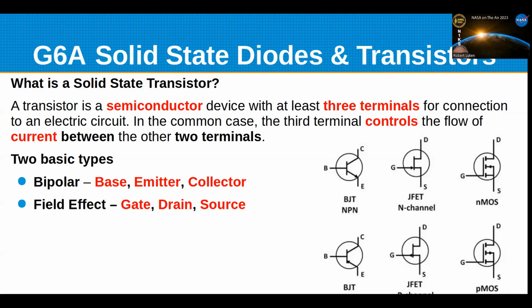And people started using electron flow as opposed to conventional current flow. So that's why in the field effect, at the bottom, the one called source is the source of electrons. And the drain is the output or drain of the electrons. Even though you put a positive conventional voltage on it and you see conventional current going drain to source, that's really holes moving as opposed to electrons moving.